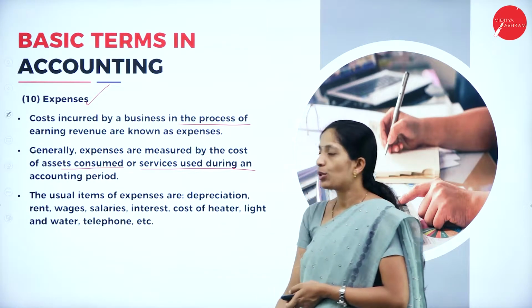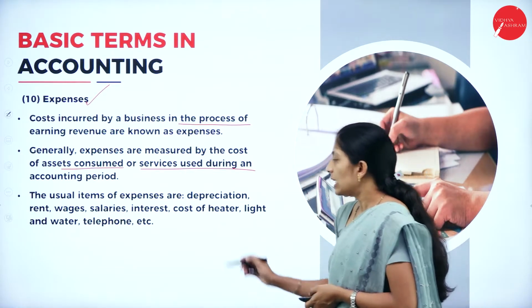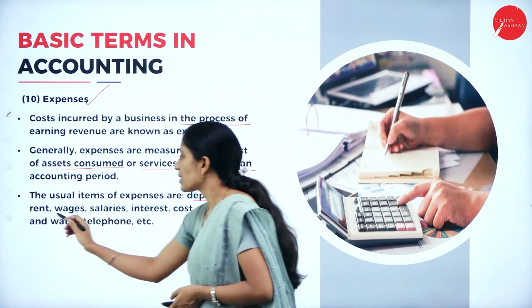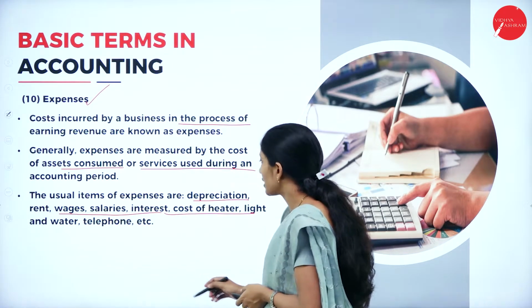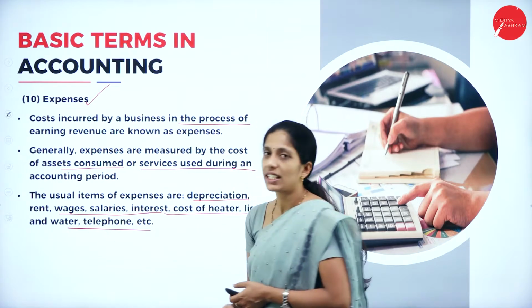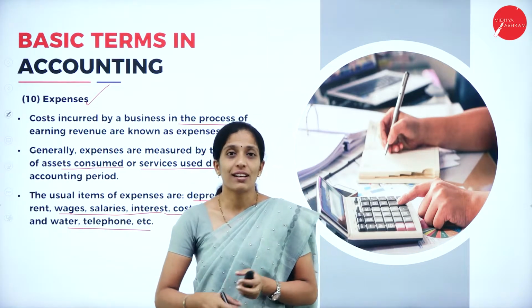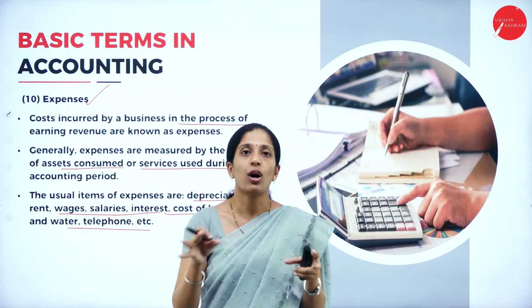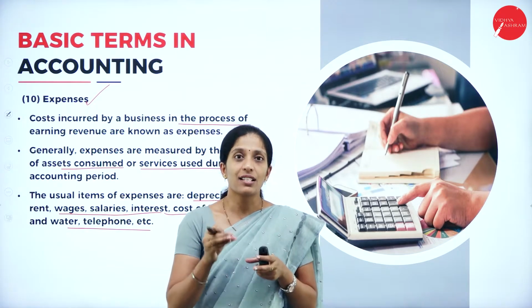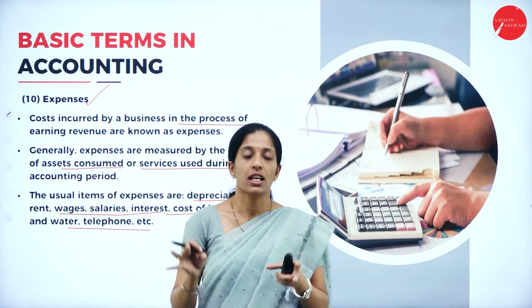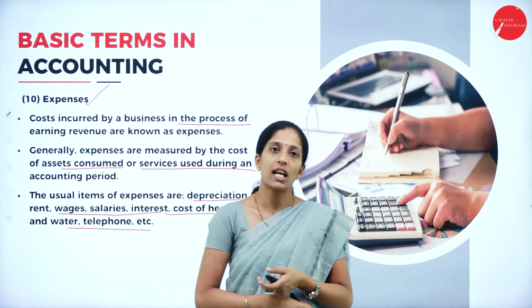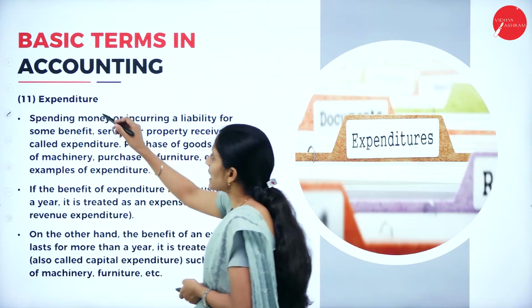The usual items of expenses are depreciation, wages, salaries, rent, interest paid, cost of heating, lighting and water, telephone charges, etc. So these are all what? Expenses. That is the cost incurred while earning the revenue. So the total cost incurred is called expenses. Next one is expenditure.